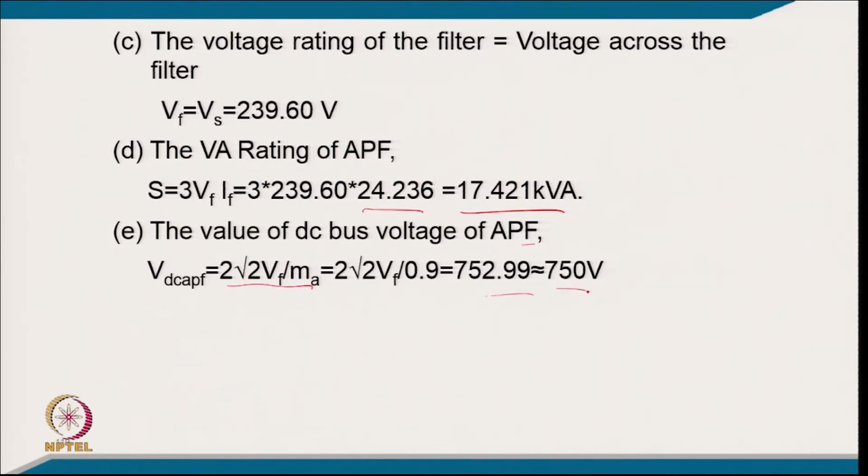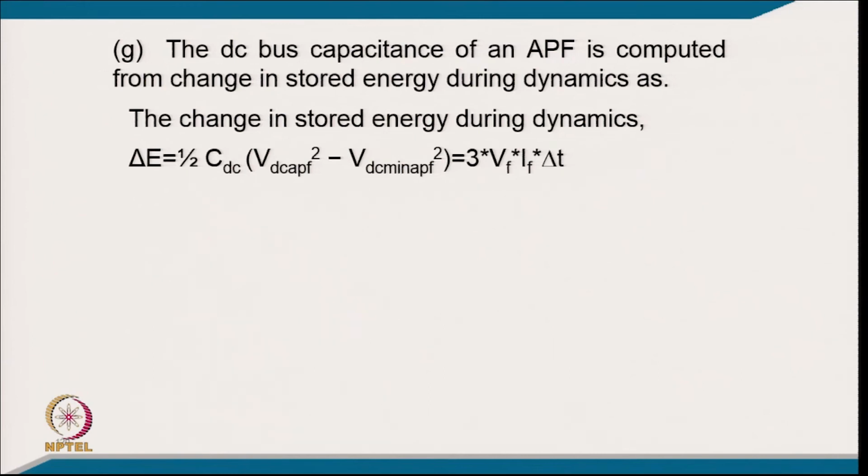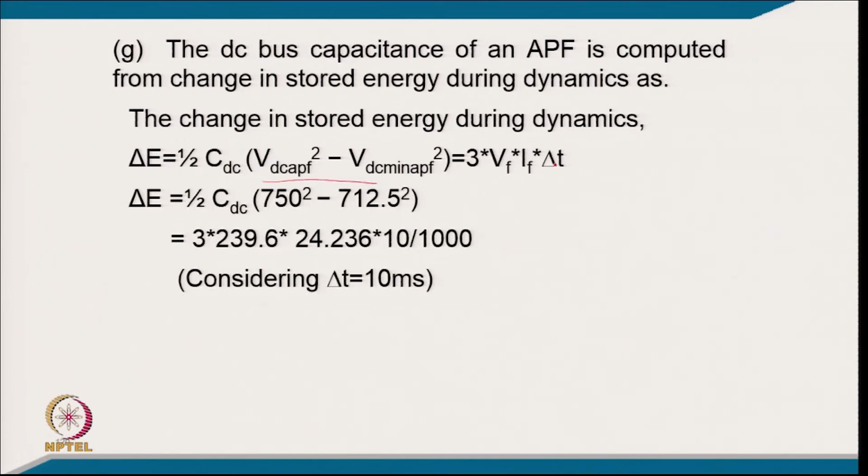So, it comes to 750 volt, and the interfacing inductance of the APF corresponding to the ripple current, from this relation, putting in all the values, comes to 4.187 milli Henry. The DC bus capacitance of the active power filter is computed from the energy stored during the dynamics. So, the change in stored energy during dynamics will be given by this relation, which we already discussed many times. So, we say that we allow the voltage to go about 8% less.